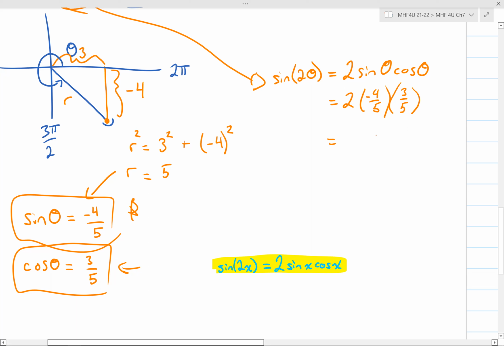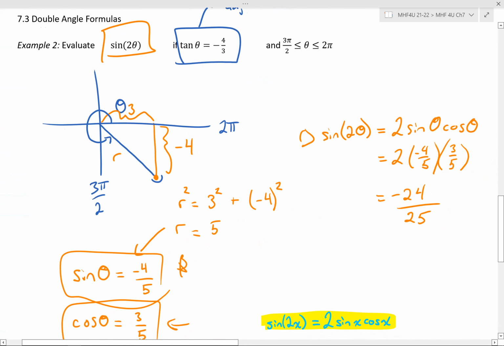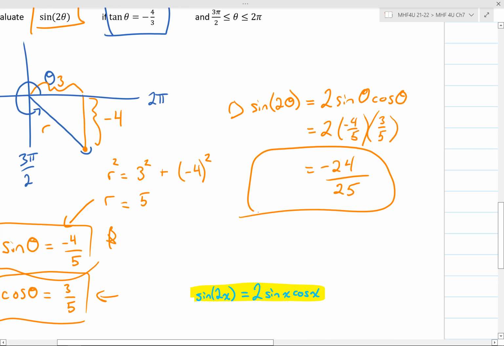So we're working with 2 times negative 4 over 5, times 3 over 5, and that is negative 24 over 5 times 5, that's 25. So our final answer, sine of 2 theta, that was what the question was asking us to solve, is equal to negative 24 over 25.